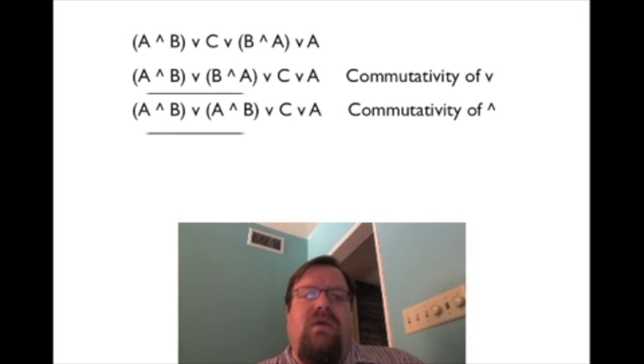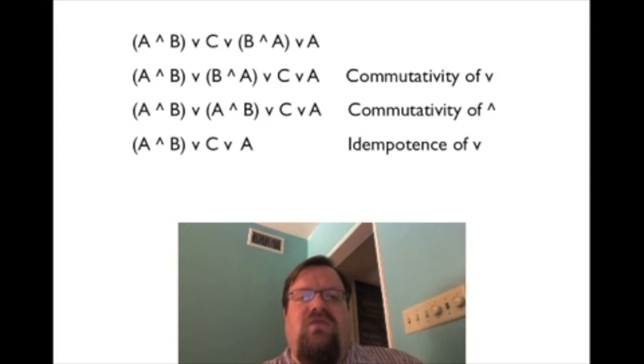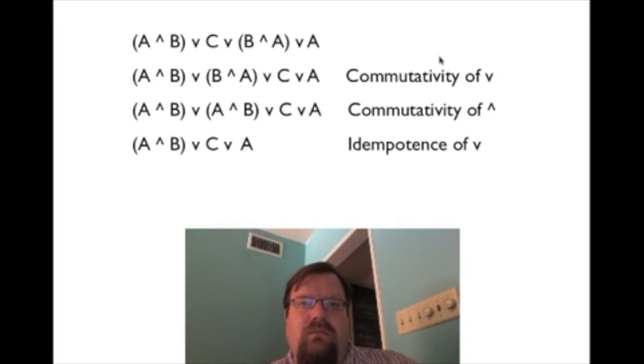So now I'm almost done. I've got this redundant thing here: A and B or A and B. So I've got the same thing twice around an or. And so the idempotence rule lets me just drop one of them out. I just don't need them both. So that's as far as this one can be reduced. And so we're done.